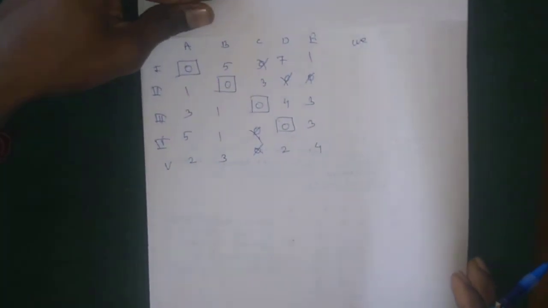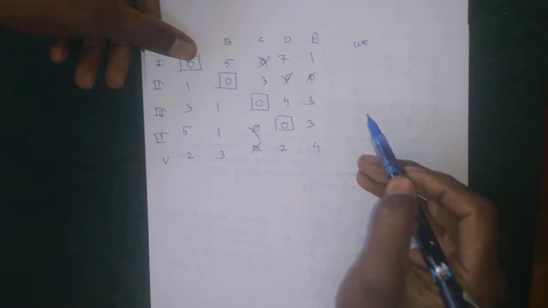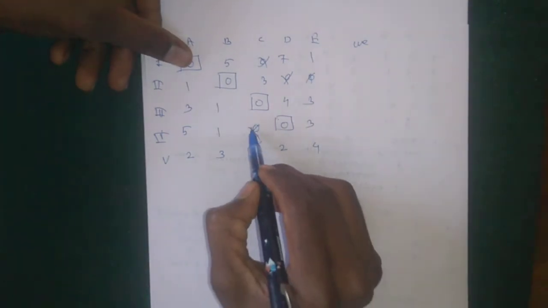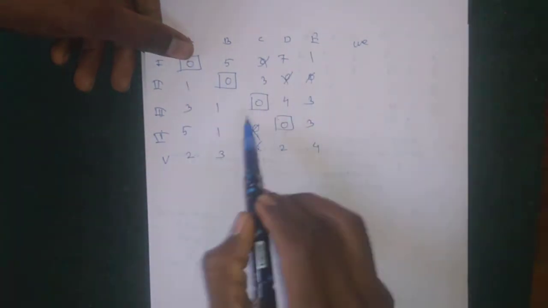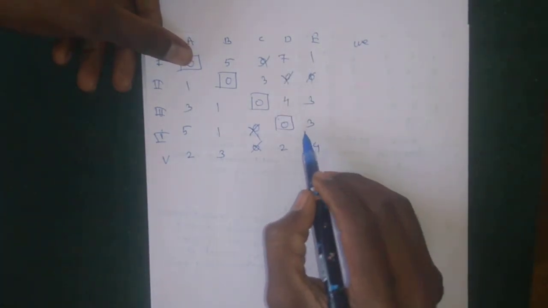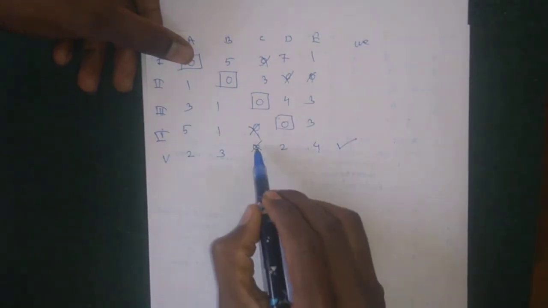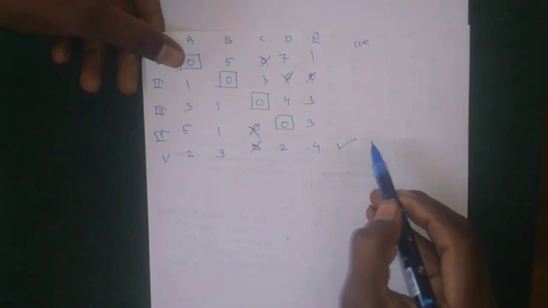Okay, in this way we draw a straight line. How to draw a straight line? Firstly, select an unmarked row, that is, a row without assignment. Here in the first, second, third, and fourth, all four rows have an assignment. So lastly, the fifth row does not contain an assignment, therefore tick the respective row.